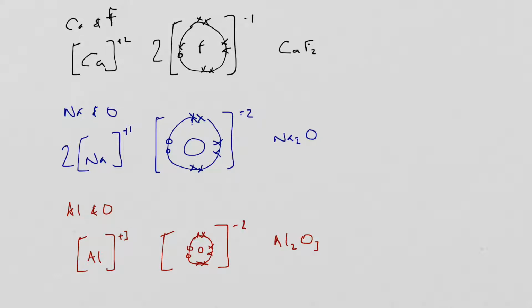One last thing to talk about is a quick way to work out the formulas of ionic compounds. So this is kind of a cheat way to work out the formula of the ionic compound. I'm going to do the aluminium oxide example, so I don't know the formula of aluminium oxide, but I do happen to know that aluminium is in group 3 and oxygen is in group 6.